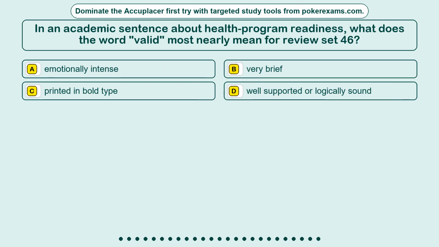Question 15. In an academic sentence about health program readiness, what does the word valid most nearly mean for review set 46? Option A. Emotionally intense. Option B. Very brief. Option C. Printed in bold type. Option D. Well supported or logically sound.